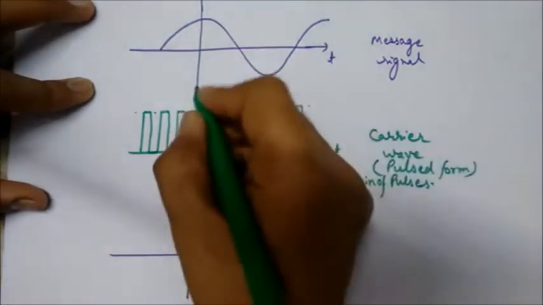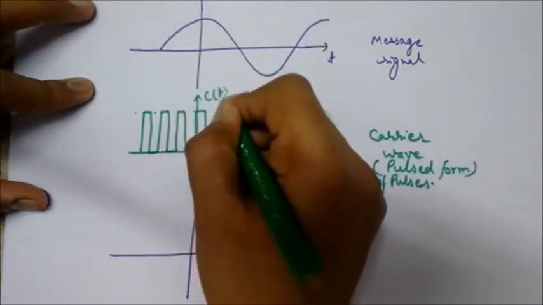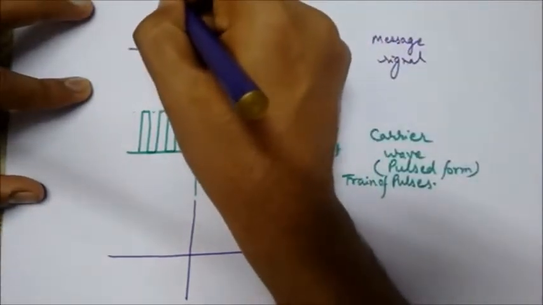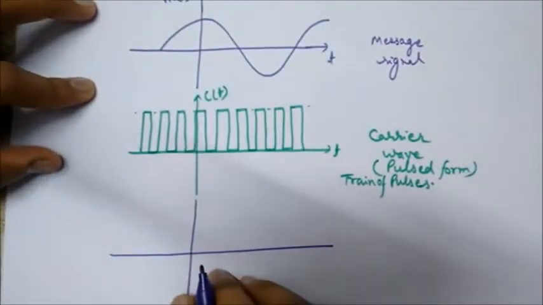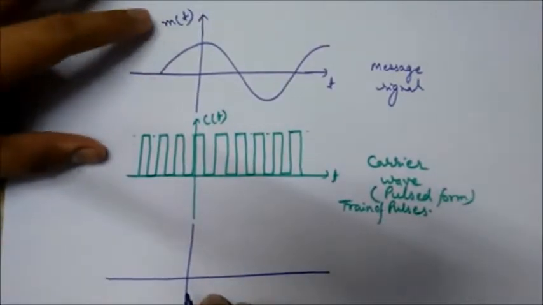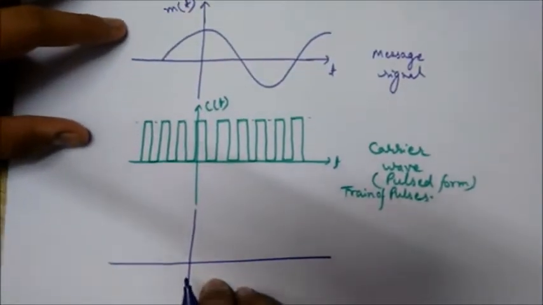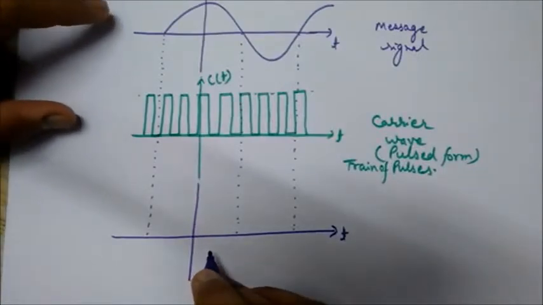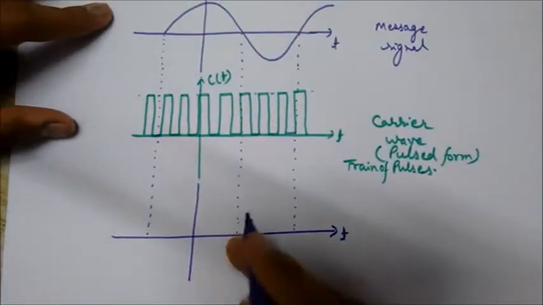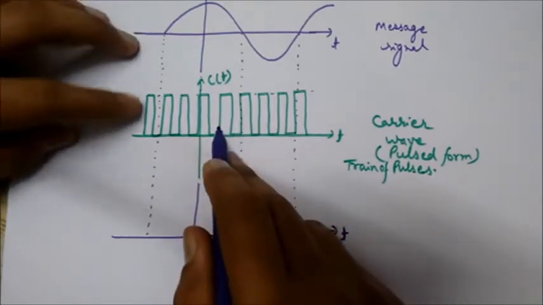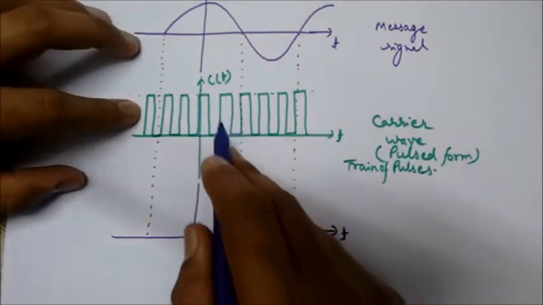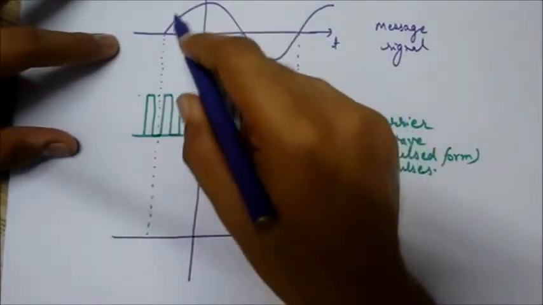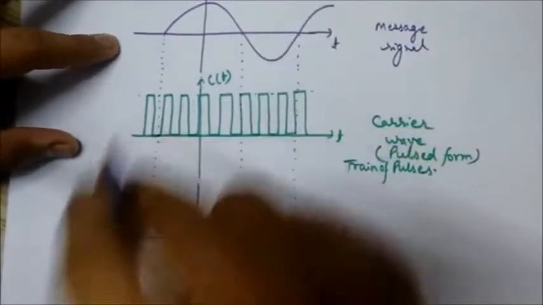Denote this by CT, and this one by MT, as it is the message signal. I denoted it with MT. Okay, as we know, in pulse amplitude modulation, the amplitude of this carrier wave is varied according to the shape of this message signal.